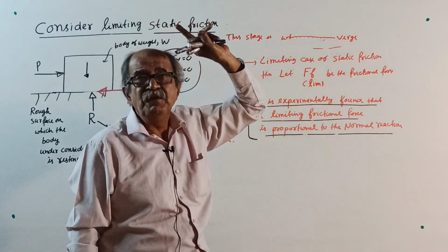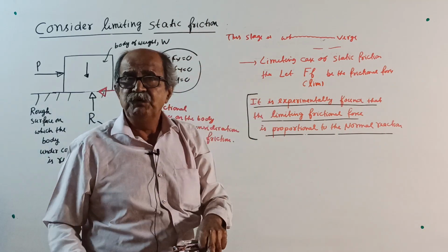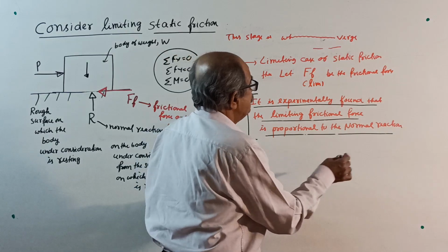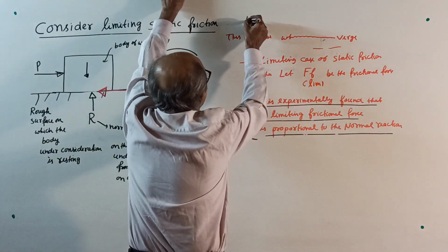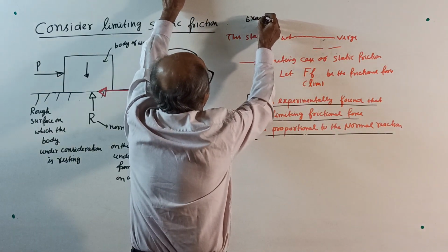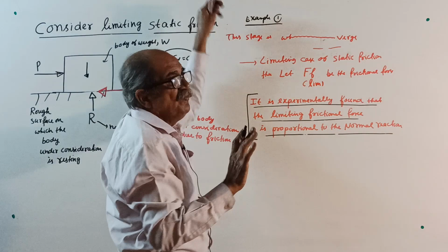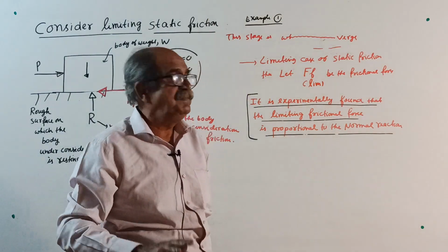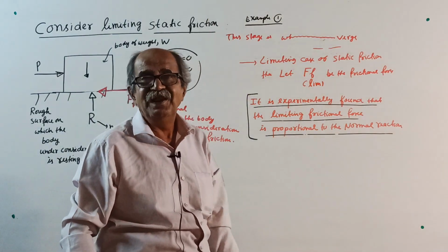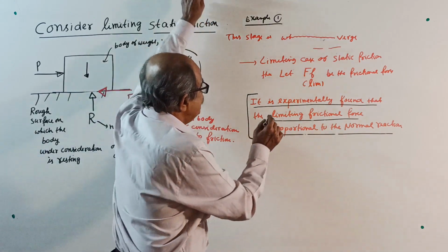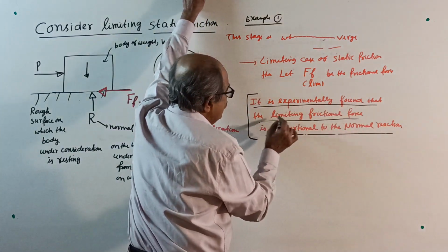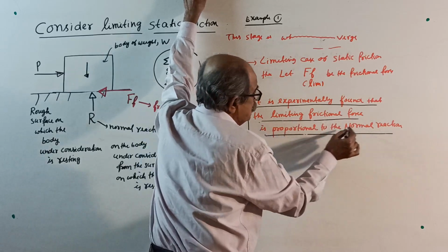Slowly, I will take one example where you can understand the full concept. When I finish all this basic part, I will take my first example. When I take example 1, I will explain all this concept very slowly and elaborately. It is experimentally found that the limiting frictional force is proportional to normal reaction.